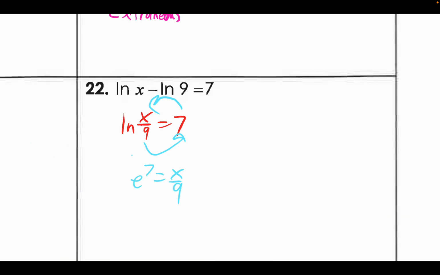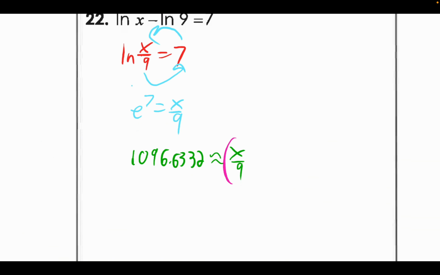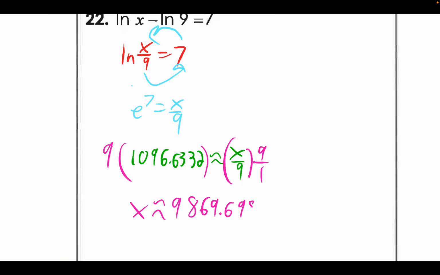And so e to the power 7 is, according to calculator, approximately 1096.6332. And so then as we multiply both sides by 9 to get rid of the 9, x is approximately 9,869.6984.